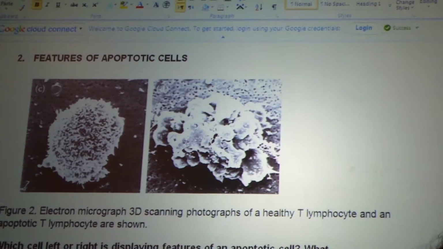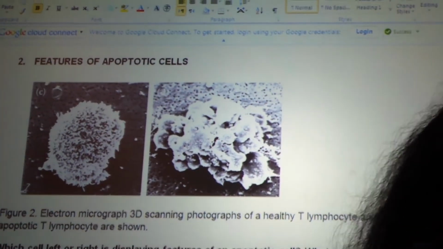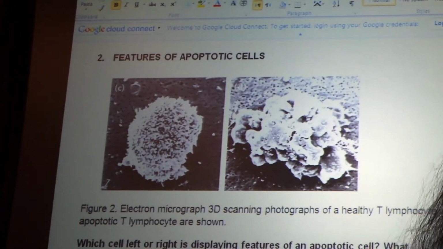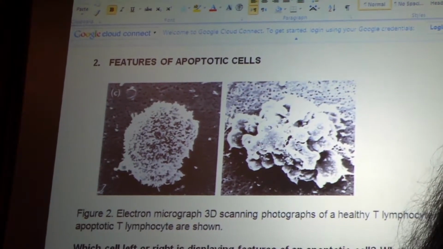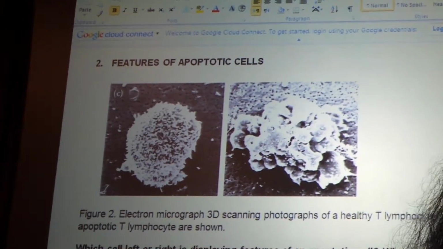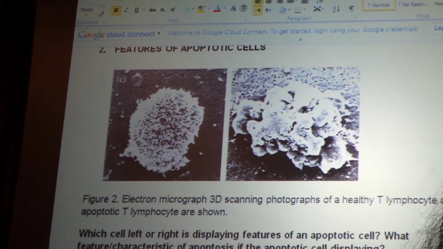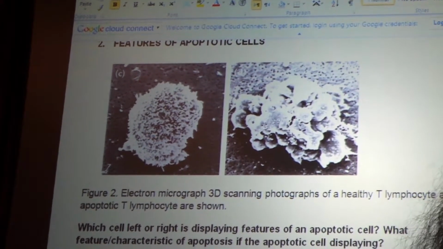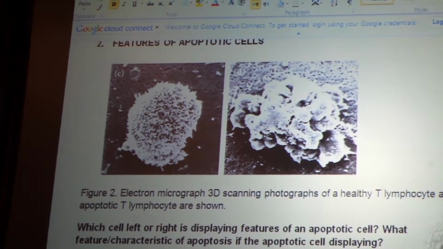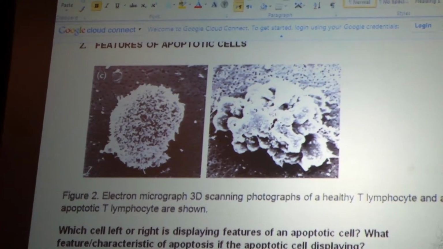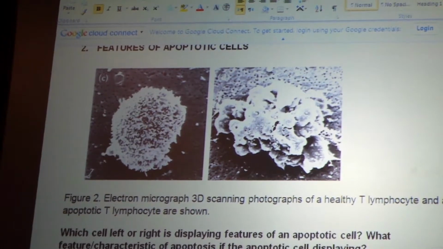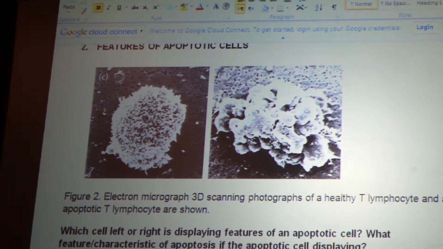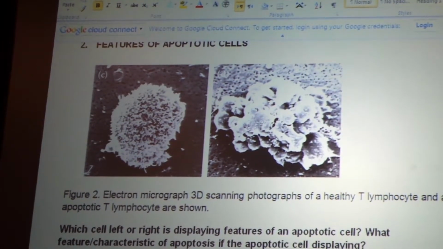This is a picture I showed you last week. I hope even if you consulted your notes last week, you should have the answer to that question. So would anybody like to tell me what's happening here? Which cell is the apoptotic cell? On the right. And what feature of apoptosis is it displaying?